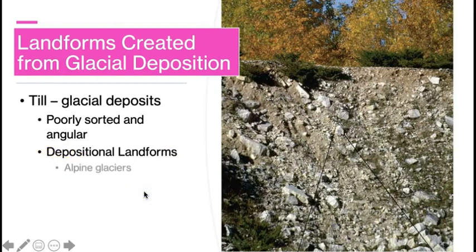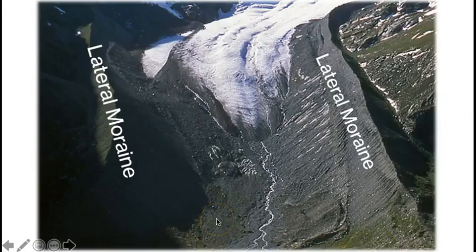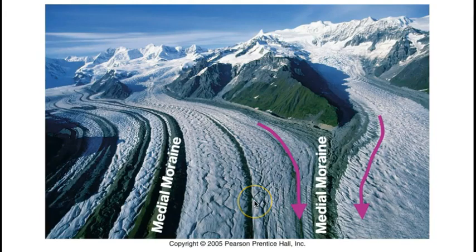Two common depositional features associated with alpine glaciers are lateral moraines and medial moraines. In this photo, we see the lateral moraines that formed as the melting and retreating glacier deposited its till. Lateral moraines can be used to estimate the maximum height and extent of an alpine glacier. Medial moraines form when two lateral moraines merge into one.